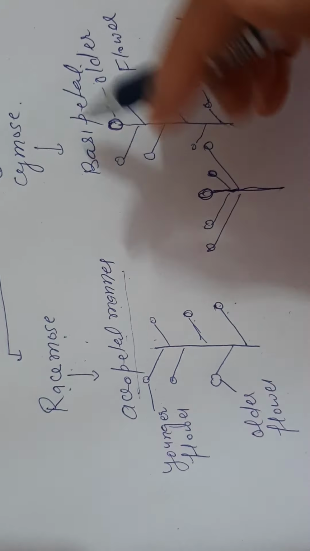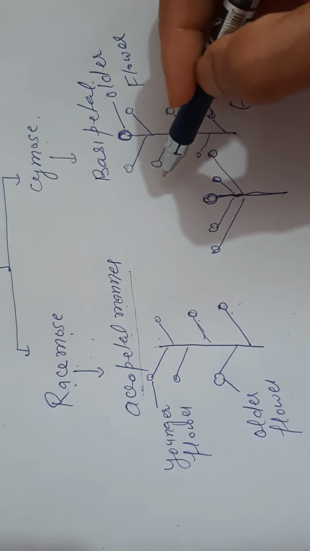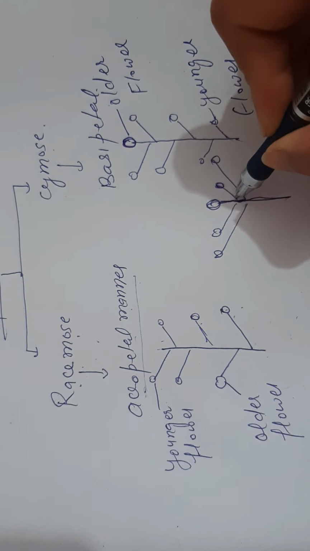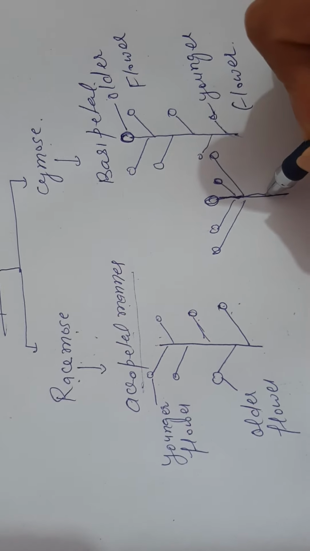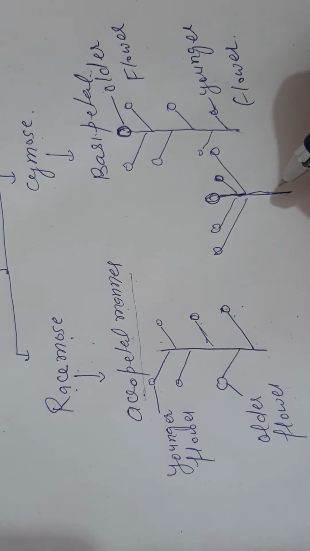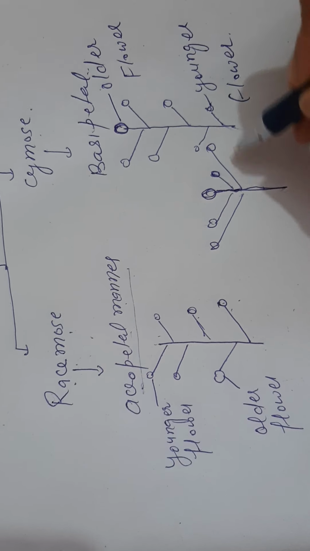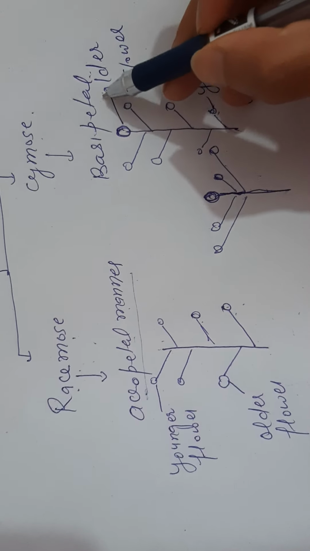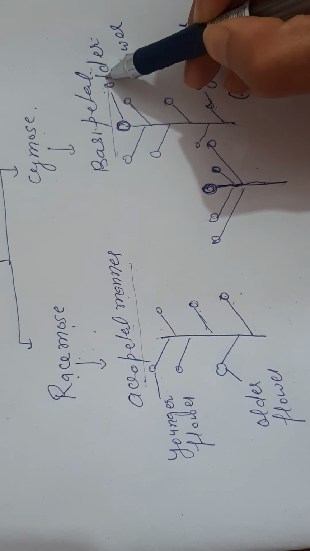Is it okay? The second type is cymose. In cymose type of inflorescence, the main axis terminates in a flower. Terminate in a flower means it stops. That means the main axis is limited in growth and flowers are borne in a basipetal manner. Basipetal manner means the older flower at the top, at the apex, and the younger flower at the base. Basipetal is the type of cymose.